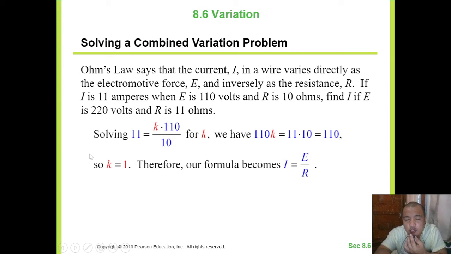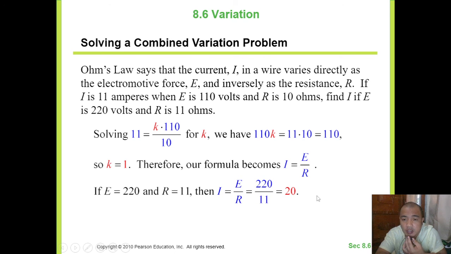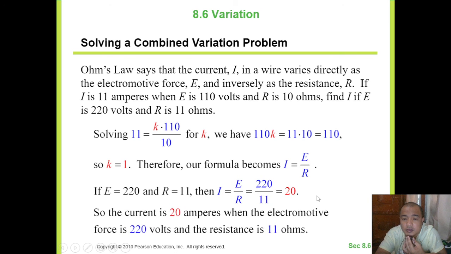So this is our equation of variation. Substituting this in the variation equation I equals kE over R, since k equals 1, I equals E over R is our formula. Now let us answer the question. Find I if E equals 220 volts and R is 11 ohms. We just divide 220 by 11, which is 20 amperes. So the current is 20 amperes when the electromotive force is 220 volts and the resistance is 11 ohms.